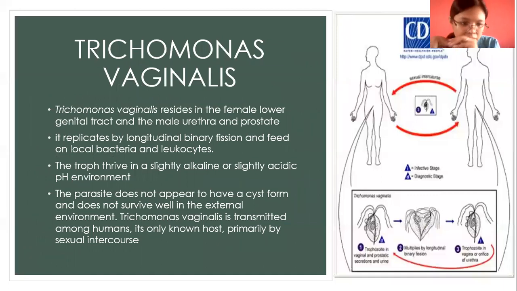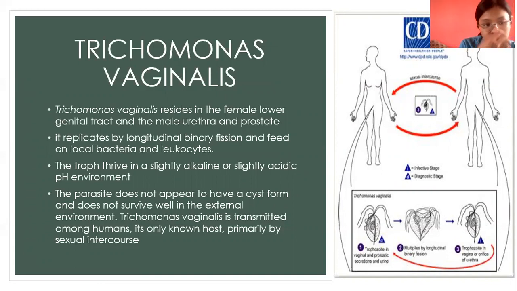So, life cycle. Trichomonas vaginalis resides in the female lower genital tract, and sa male naman is in the urethra and prostate. It replicates by longitudinal binary fission and feeds on local bacteria and leukocytes. The trophozoites thrive in a slightly alkaline or slightly acidic pH environment. The parasite does not appear to have a cyst form and does not survive well in the external environment. Trichomonas vaginalis is usually transmitted among humans primarily by sexual intercourse.